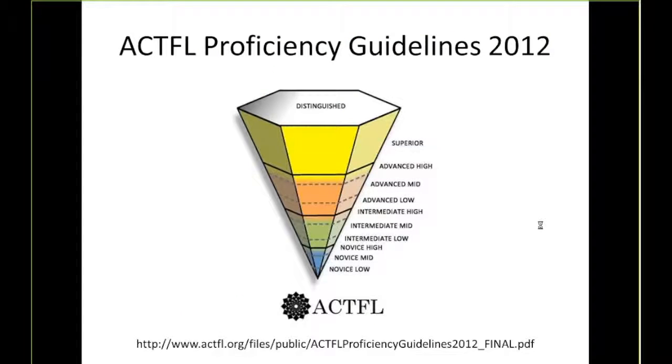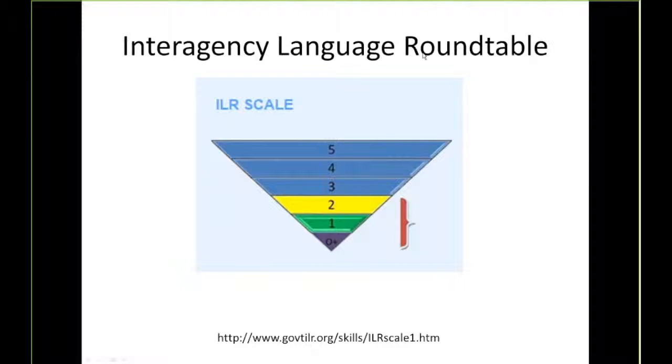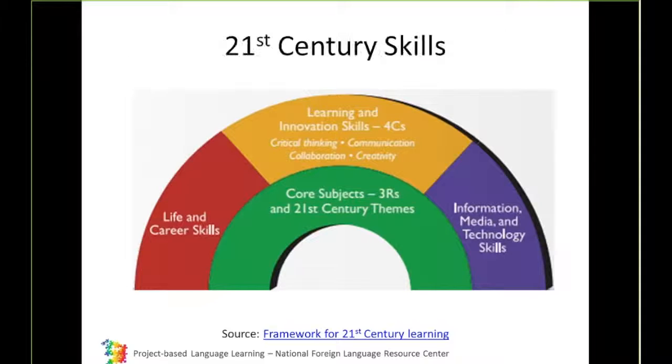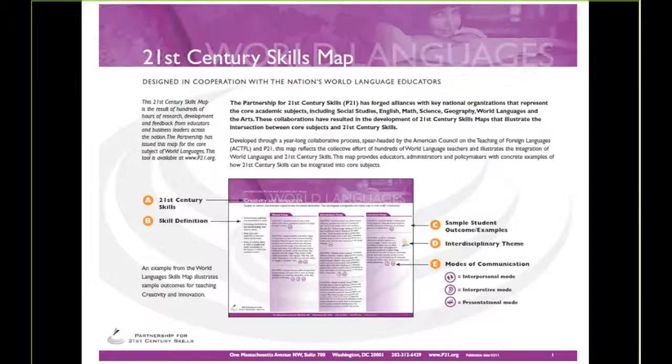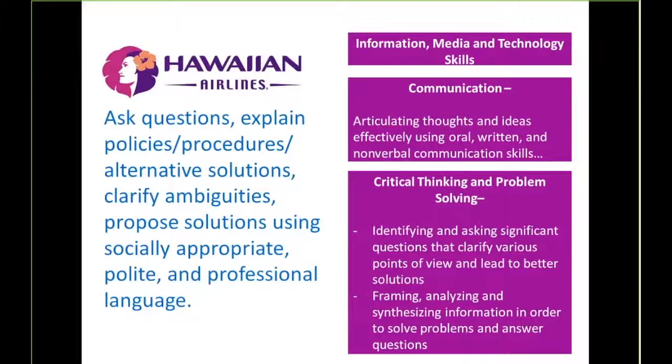There are other standards out there. For example, the ACTFL Proficiency Guidelines, the Interagency Language Roundtable, and also the 21st Century Skills, with the ACTFL and 21st Century Skills partnership. They came up with a 21st Century Skills map between the language standards and the 21st Century Skills. So those are very good resources to take a look at when we come up with our student learning outcomes.